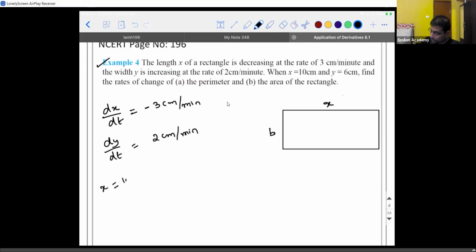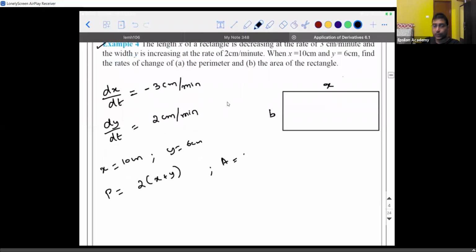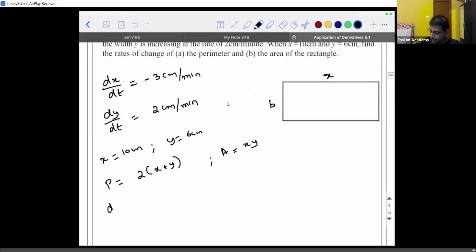When x is equal to 10 centimeter and y is equal to 6 centimeter, find the rate of change of the perimeter and the area of the rectangle. So perimeter is how much? 2 into x plus y. Area is x into y. So they're asking what is dP by dt and what is dA by dt.